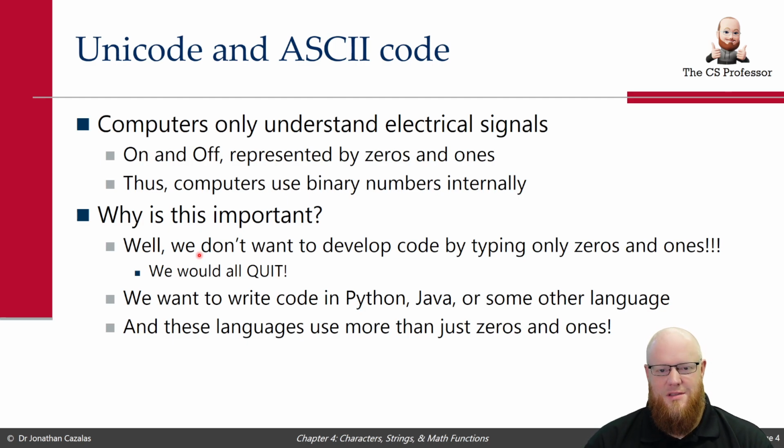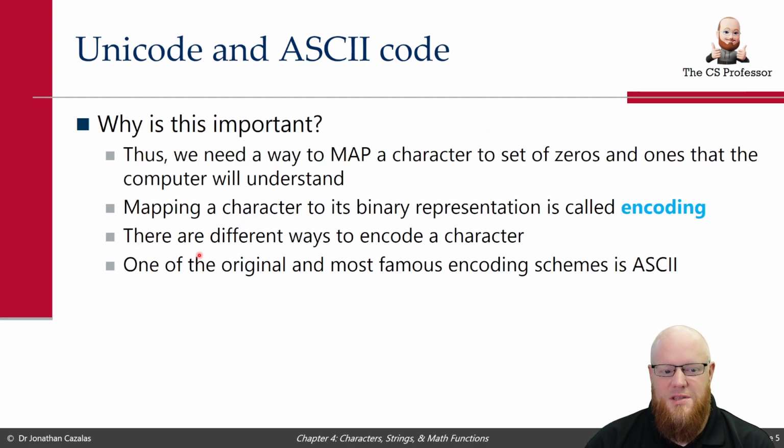Python, Java, the C languages, many more. They have commands, English-like commands, print, P-R-I-N-T, these characters making up the word print. So they're much more than ones and zeros, which means what now? We have to have a way of mapping those characters to a set of ones and zeros that your computer will understand, that my computer will understand, that any computer universally will understand.